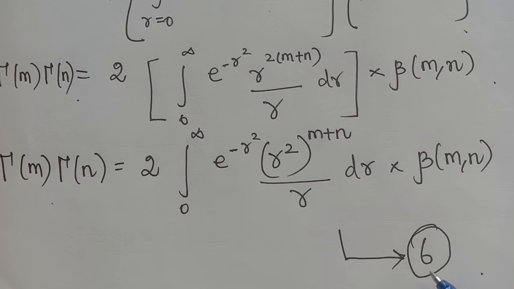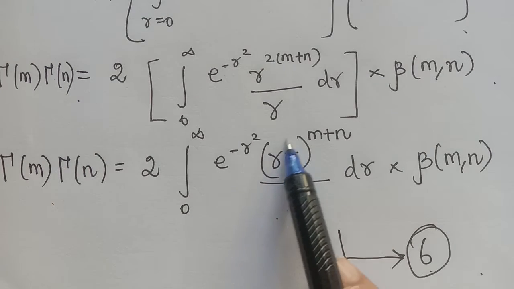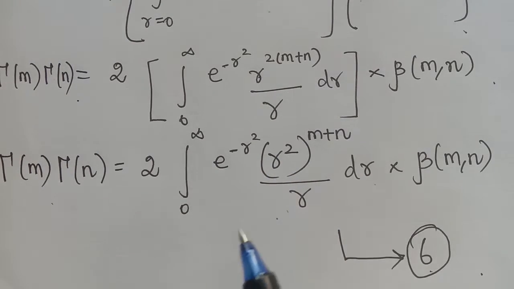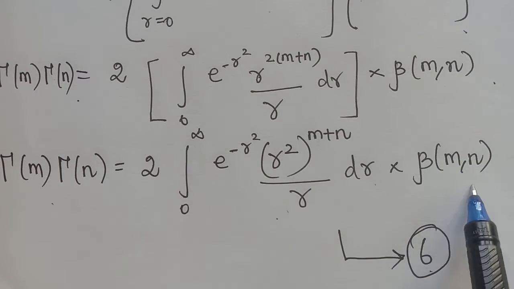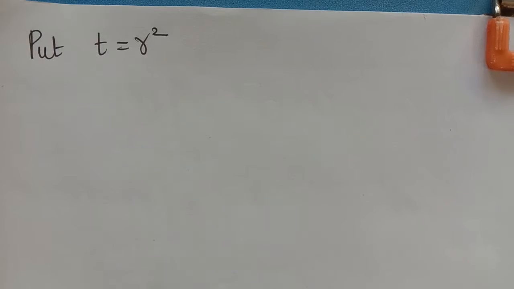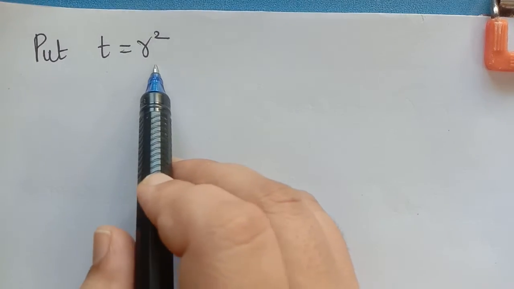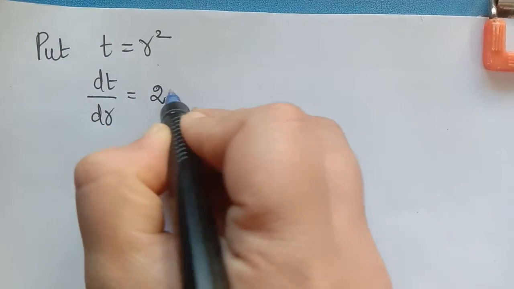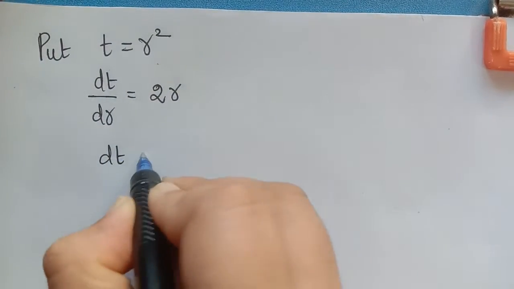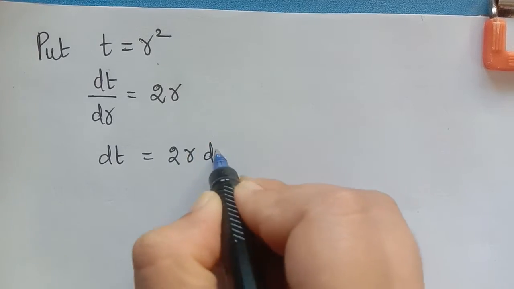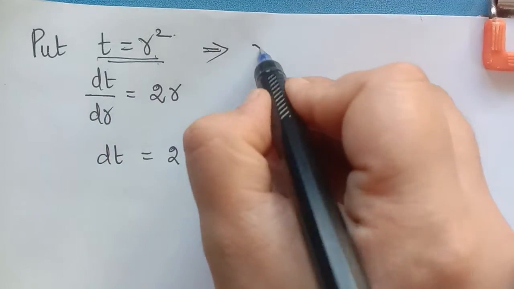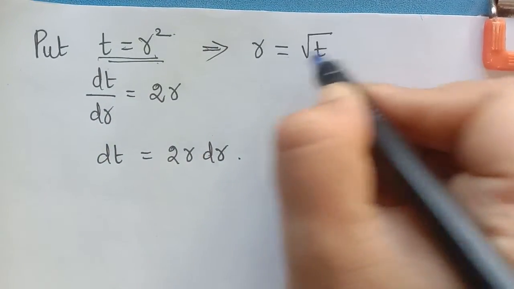Now again in equation 6 we are going to make a substitution. That is, we are going to put r square to be equal to t. And we will find what is dr and then we will substitute all that over here. So let us do that now. We are going to make a substitution that t is equal to r square. So from this what will be dt by dr? It will be equal to 2r. And so we obtain dt to be equal to 2r dr. Now from this we can say that if t is equal to r square, then r is equal to square root of t.